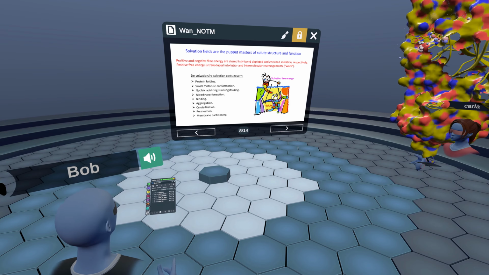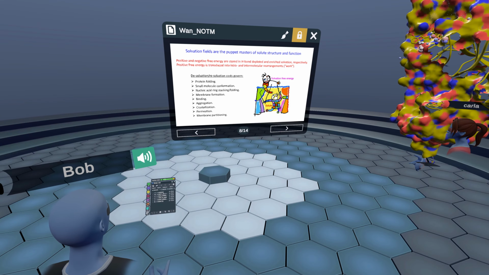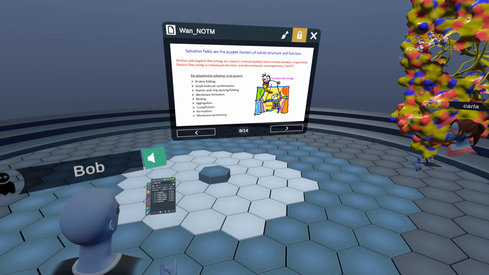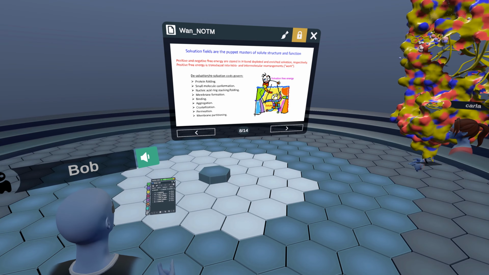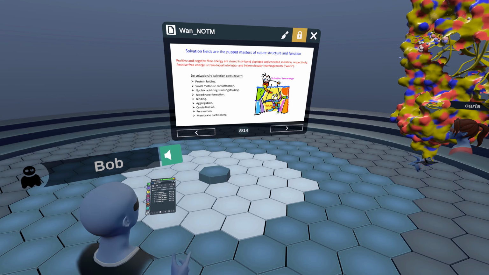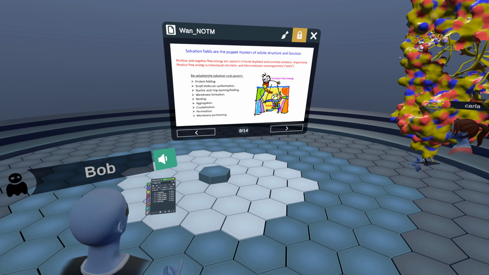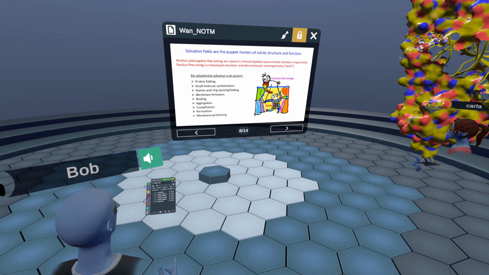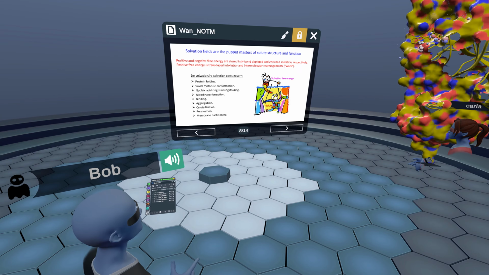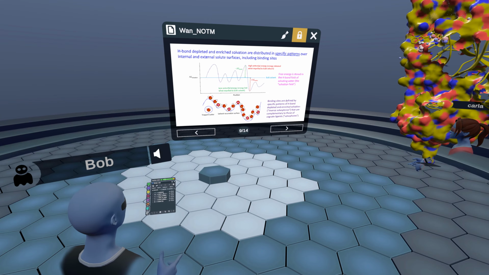So now we're talking about everything from protein folding all the way to membrane formation, crystallization, and permeation. Everything that happens in an aqueous environment that is non-covalent is being powered principally by solvation free energy, and in particular by desolvation costs and resolvation costs. And we're going to get into that in a minute.